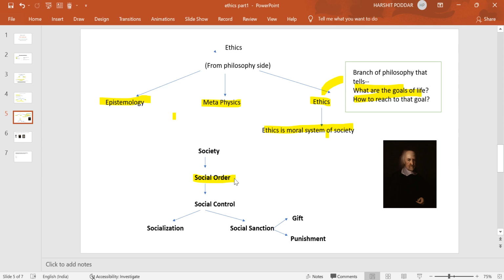Therefore, there is one philosopher. See, this is the philosopher Thomas Hobbes. Who is this philosopher? Thomas Hobbes. Thomas Hobbes was a famous English philosopher. He told the world how the social system actually works.